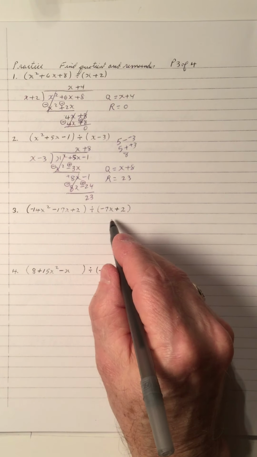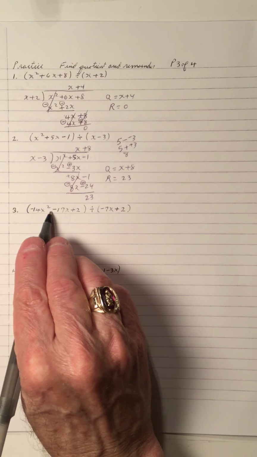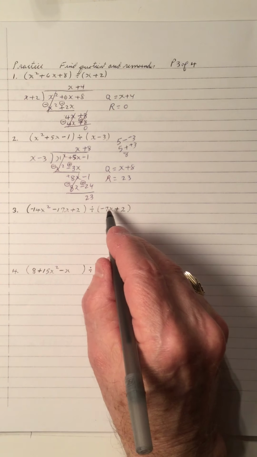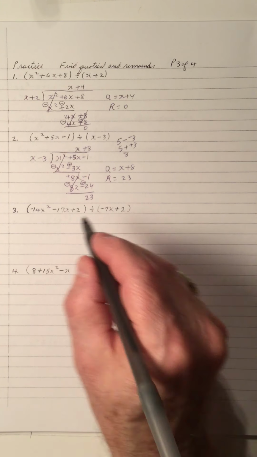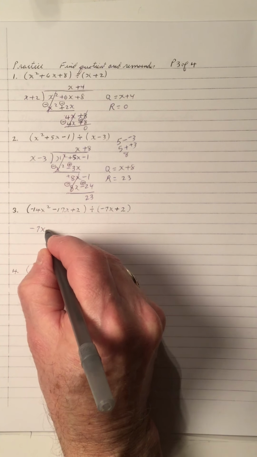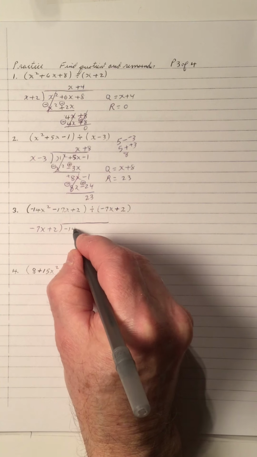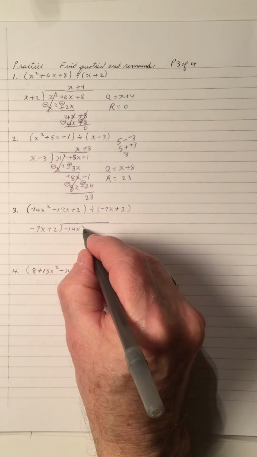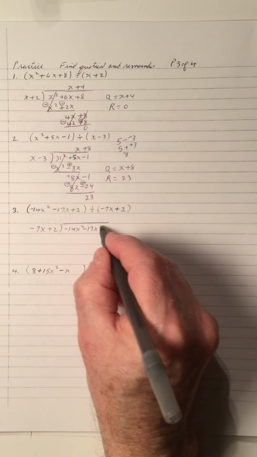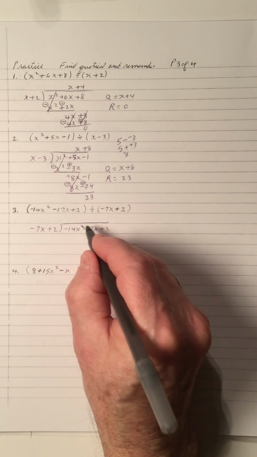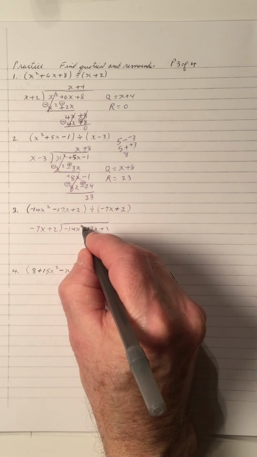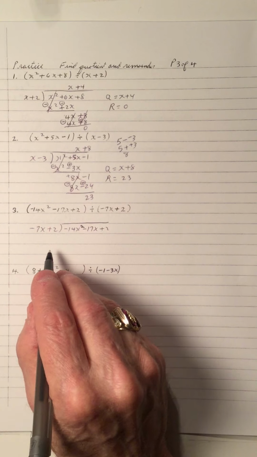Number 3, do I have descending order? Yes. Everything is okay. Do I have descending order? Yes. So that's a negative 7x plus 2, and a negative 14x squared minus 17x plus 2. Written down okay. Got to be careful. So easy to make a mistake.